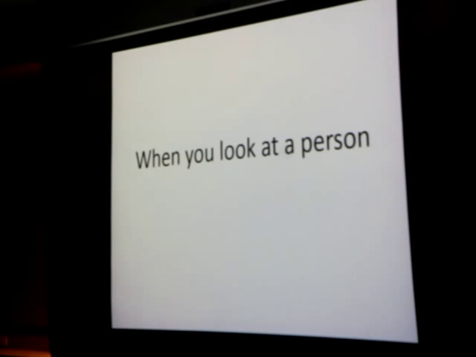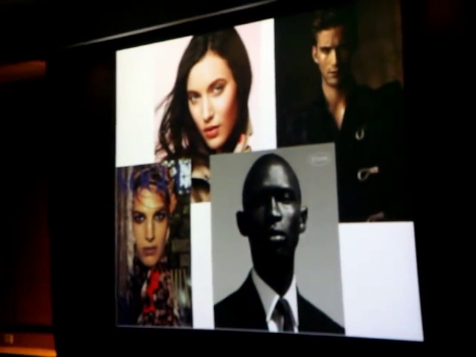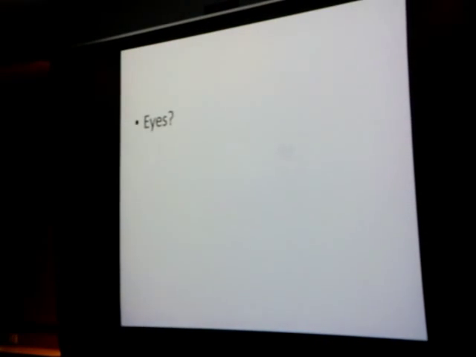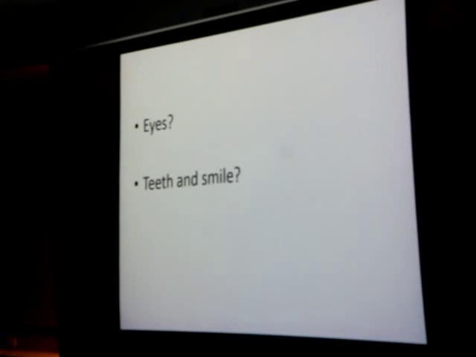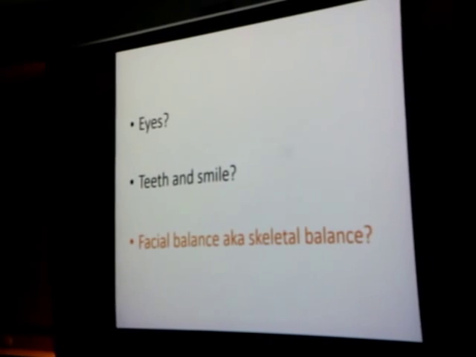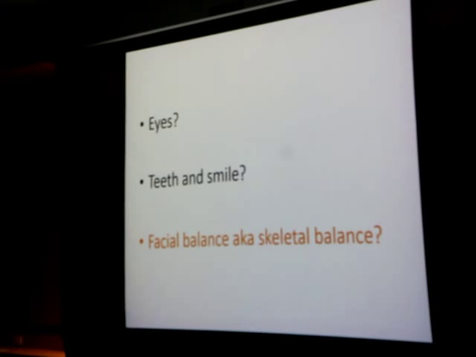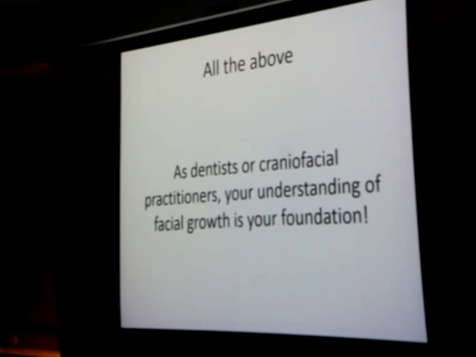So when you look at a person, what exactly are you looking at? When you look at these faces, and I just browsed this morning top models, what is it that you're looking at? Are you looking at the eyes, which is a window to the soul? Are you really looking at the teeth and smile? Or are we in fact looking at proportions, balance? After all, when you look at somebody's face, yes, there's a soft tissue drape. But that soft tissue drape is dependent on where the skeletal components actually are. So it must be a combination of all of them.